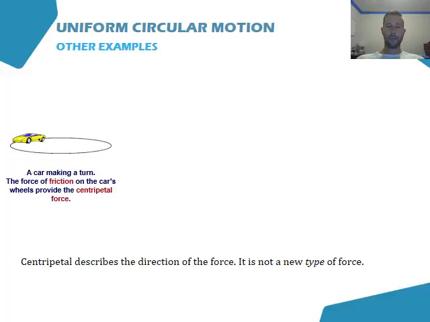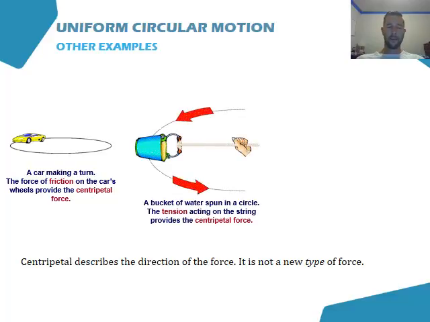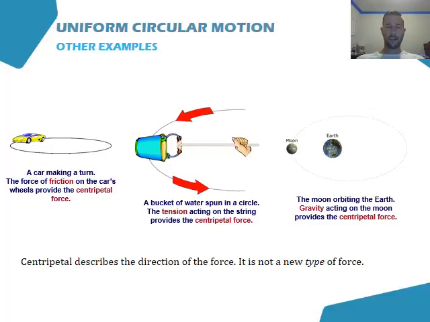Okay, so an example would be when a car is traveling around a circle on a track, the centripetal force comes from the tires of the car and its interaction with the road being a friction force. When we swing a bucket of water around our heads, the tension force in the string provides the centripetal force. And another example would be when the moon orbits the Earth, the gravitational force between the two provides a centripetal force.